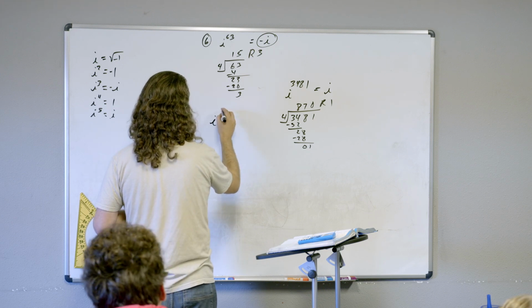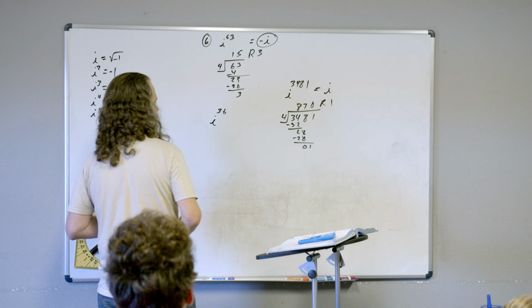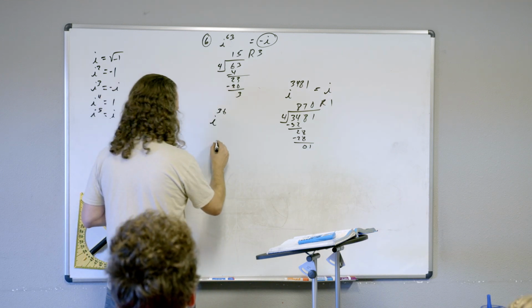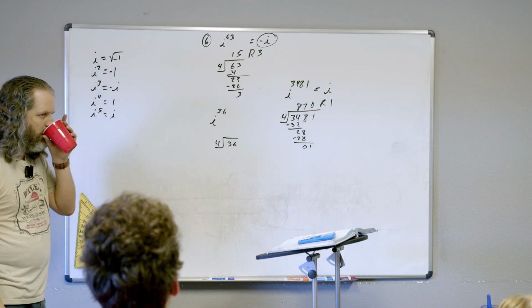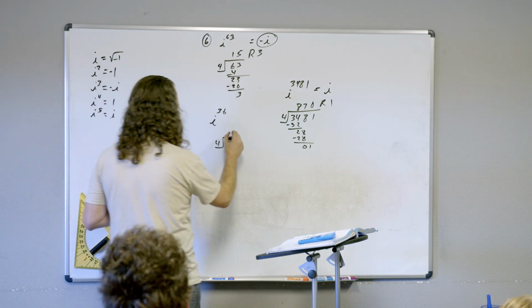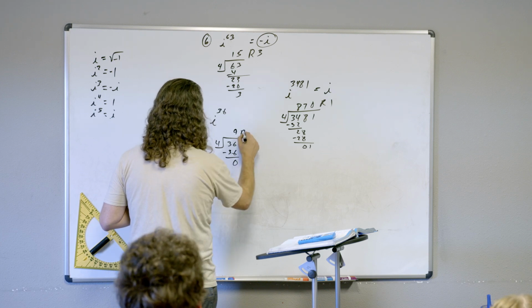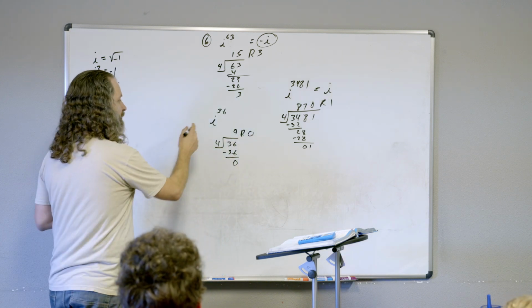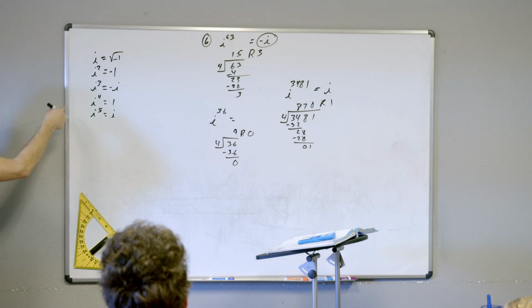Let's do i to the 36. 4 goes into 36 how many times? 9 times. 9 times 4 is 36. So it has a remainder of 0. That means this equals what? 4. The same as i to the 4th, which is 1.